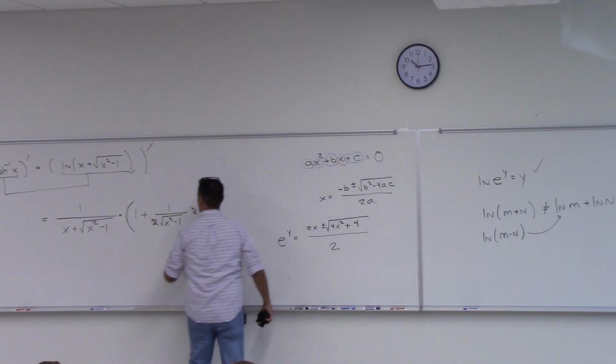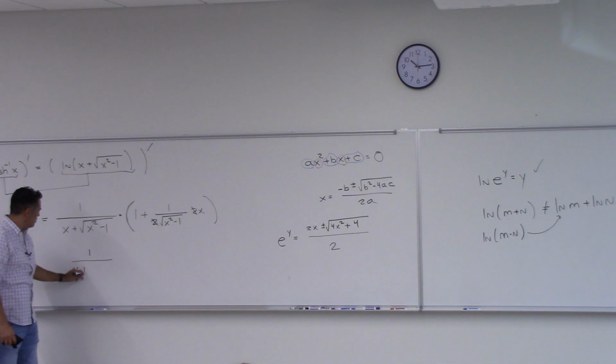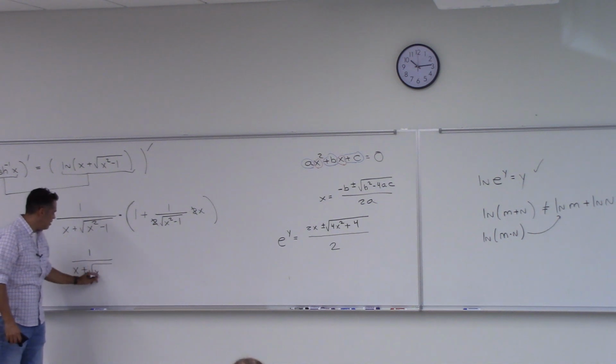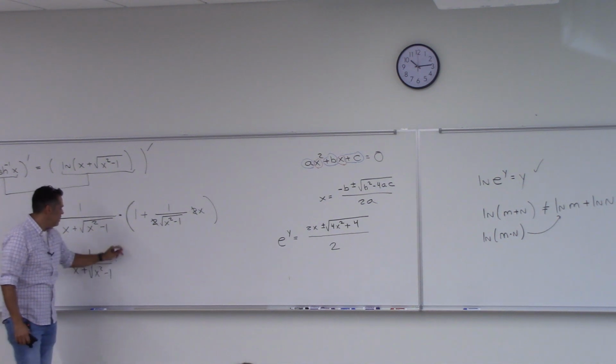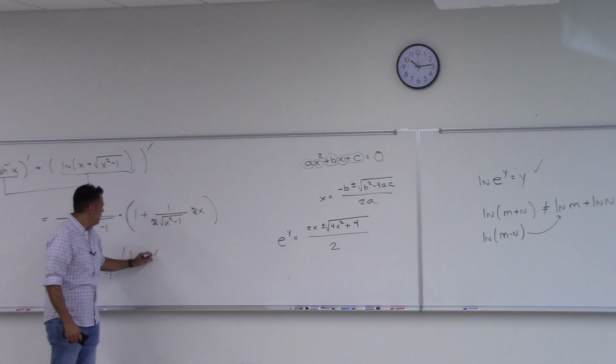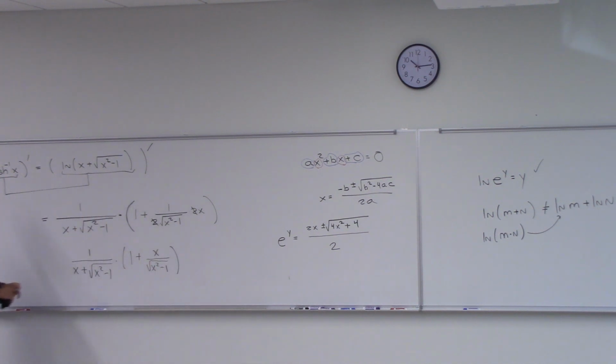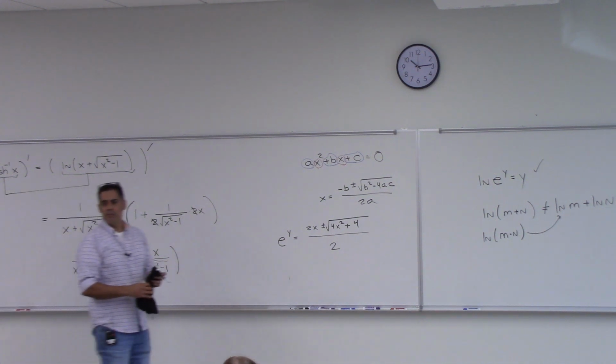So boom, boom, that's gone. So we have 1 over x plus the square root of x squared minus 1, sorry, times over here we have 1 plus, there's an x here I'm going to slide on top, x over square root of x squared minus 1. And there are so many different ways to do this at this point. Y'all with me though? Yes?